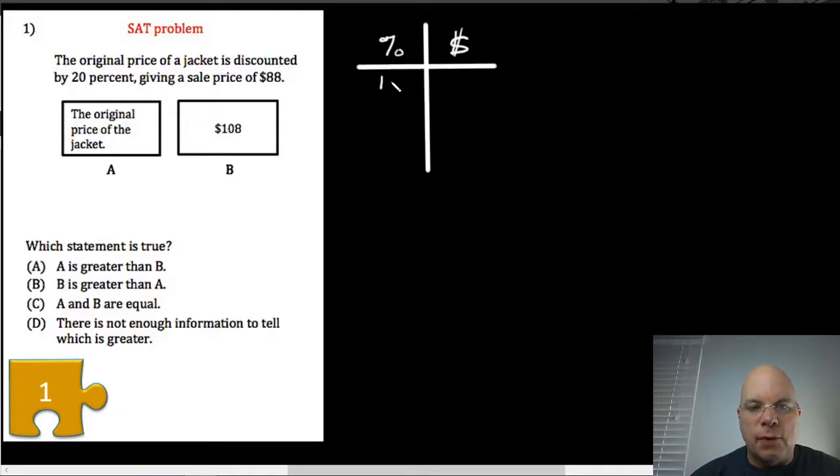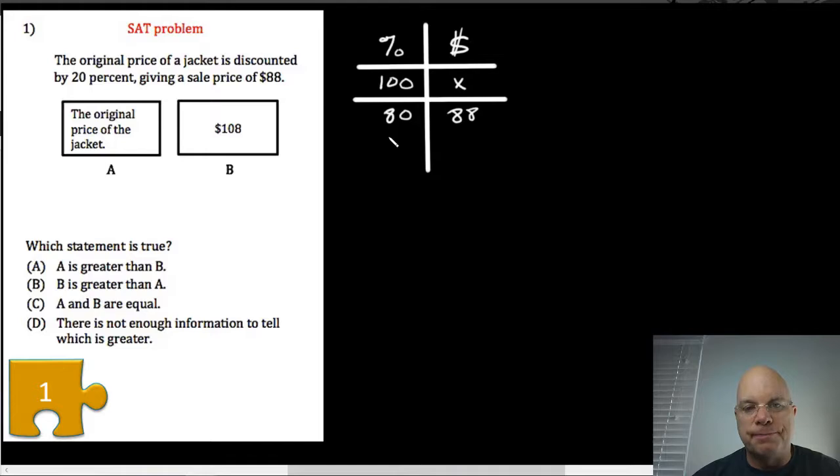I know I'm always going to have 100% somewhere in my percent table, so I'm just going to put that in there now. That 100% amount is what we're trying to find, because we're trying to find the original price of the jacket. The original price would be the 100% amount. This $88, we have to consider what percent that is. Since the jacket was discounted by 20%, that would be 20% off the 100, so that $88 represents 80% of the price of the jacket. And we're trying to find the original price X.